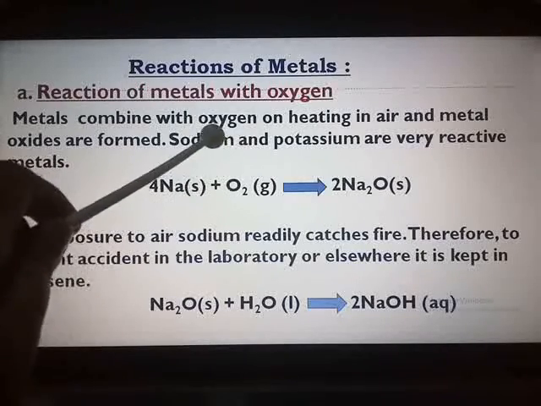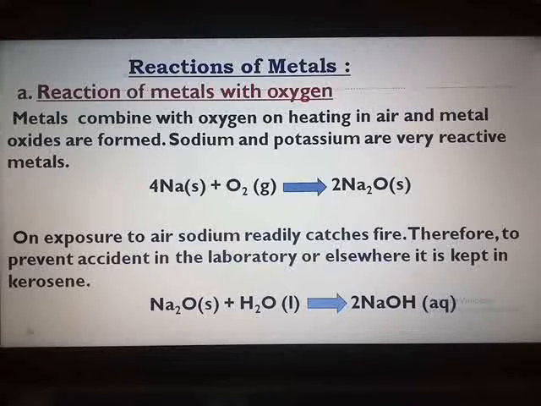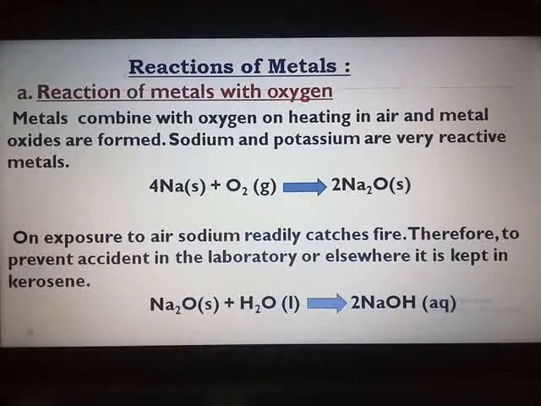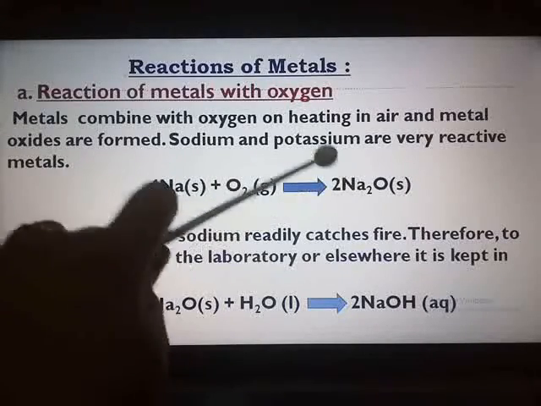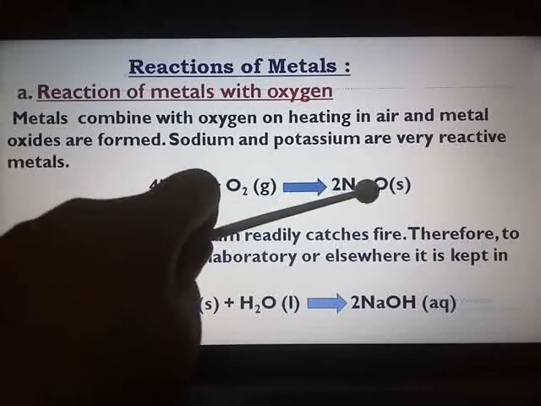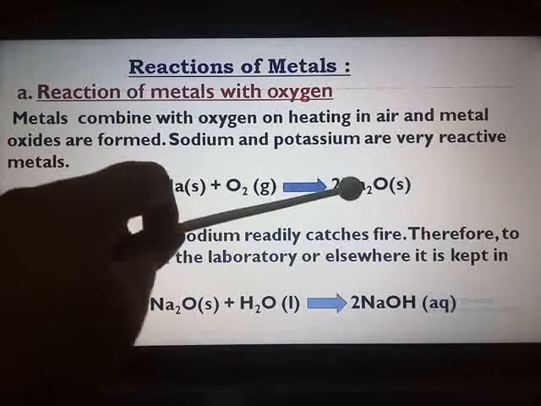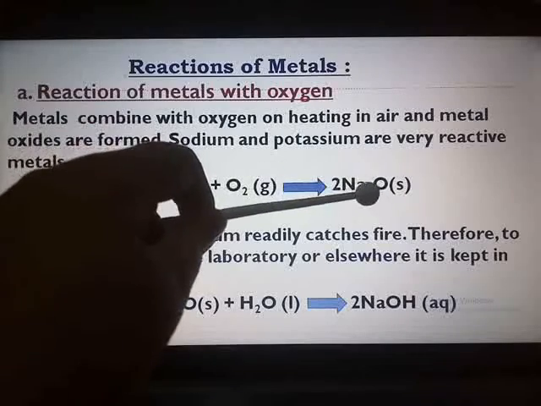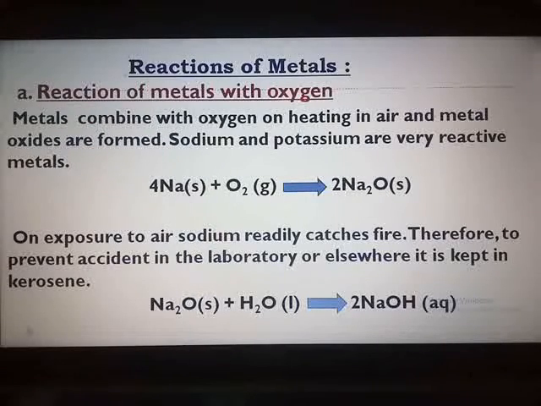Sodium and potassium, both are very reactive metals. They have given the reaction of sodium. Sodium reacts with oxygen forming Na2O, that is sodium oxide. See how the balancing is done. See about the physical states of the reactants and products which are mentioned. Sodium solid, oxygen gas. Sodium oxide is in the solid state.